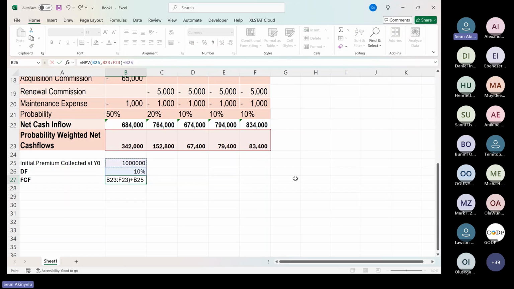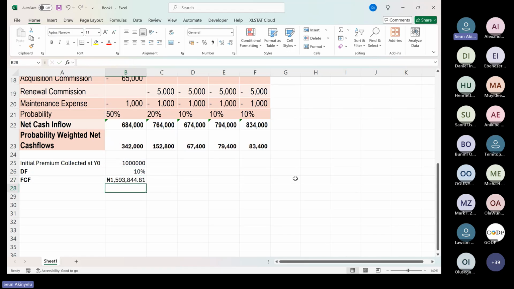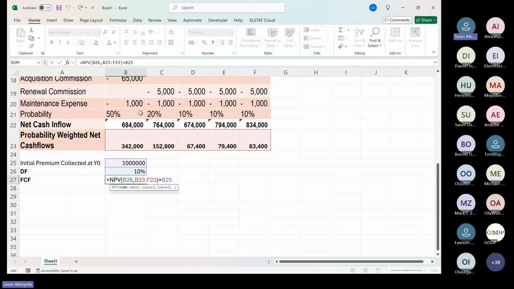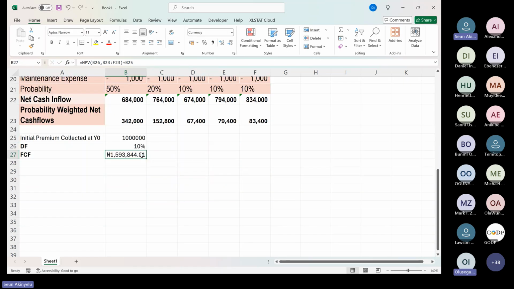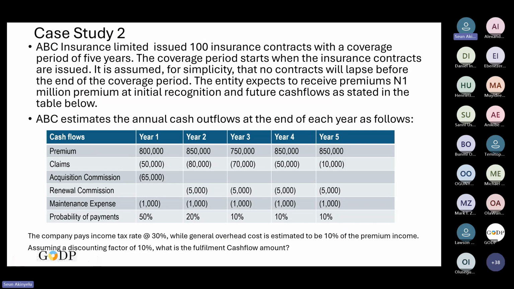You know why? Because I cannot PV what you have collected today. The time value of money of the money in your pocket is that money. Do you understand why I am adding it separately rather than as part of that cash flow? Any questions? Hello? Do you understand? Okay, yes. So that is the fulfillment cash flow in this simple case. If you have any question, please let me know. You can drop it in the chat.